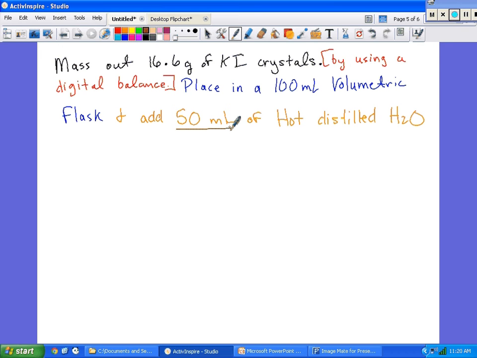Okay. And this is something that I did not talk about last time. So if you've already written this answer, you may want to add this in because this is very important. Add 50 milliliters of hot distilled water. And here's the next two key parts: swirl to. And this is the part that I left out last time.